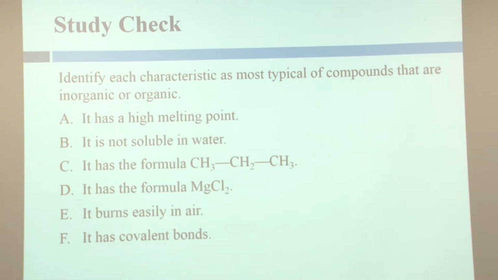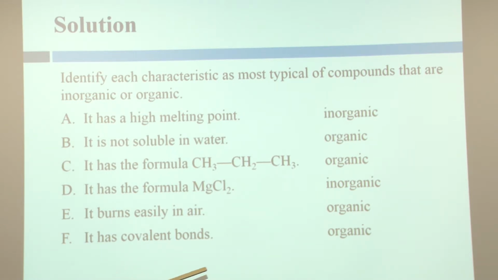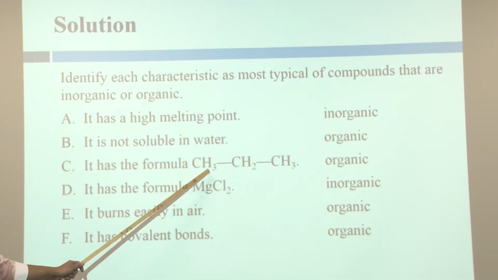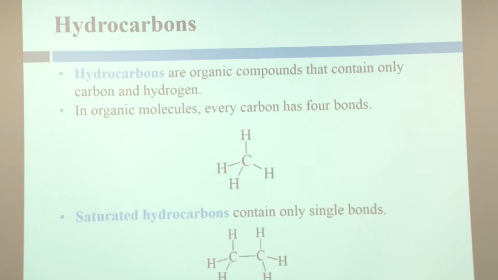So let's start. It has covalent bonds. What would you say the compound would be? Going back to review: if it has covalent bonds, it's an organic compound. It burns easily in air, organic. So there is your review. I look for a metal and a nonmetal, inorganic. I look for carbon, hydrogen, carbon, hydrogen: hydrocarbon, organic. Not soluble in water, I would say it's an organic compound. High melting point, inorganic compound.